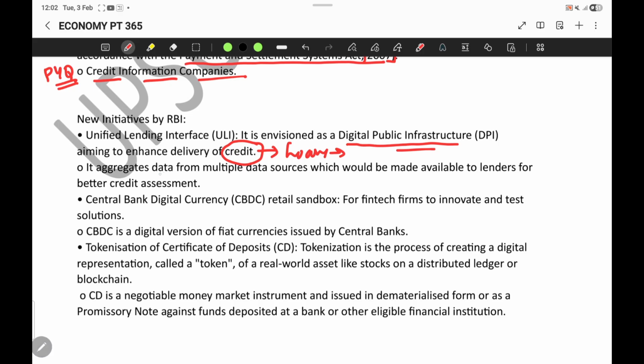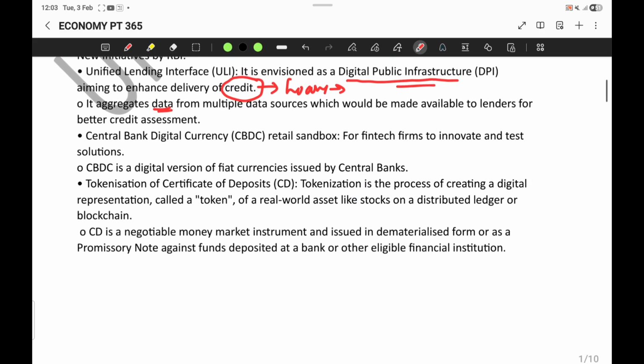It aggregates the data. There are many borrowers who want credit, right? It aggregates all their data into one platform, which is the unified lending interface. Why is it aggregating? So that it is made available to the lenders for better credit assessment. They will assess the credit: this borrower has borrowed this much, this borrower is not paying it back properly. They will focus on proper repayment, who has made scheduled repayments at the correct times without any NPAs.